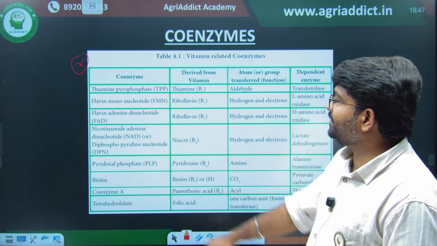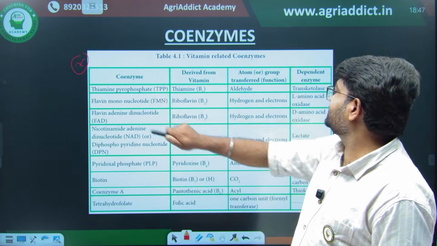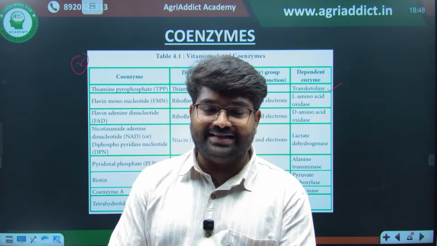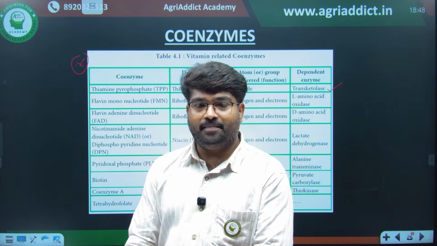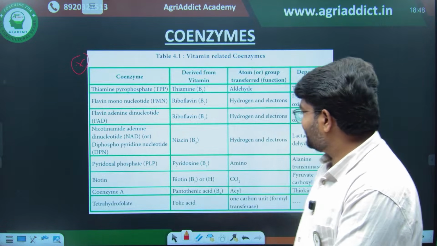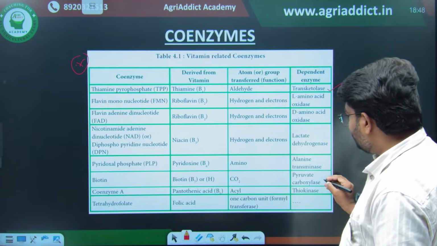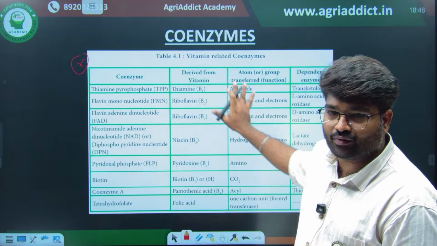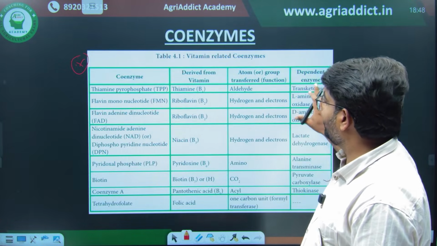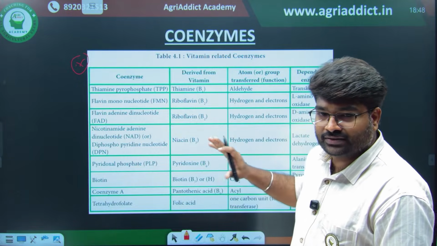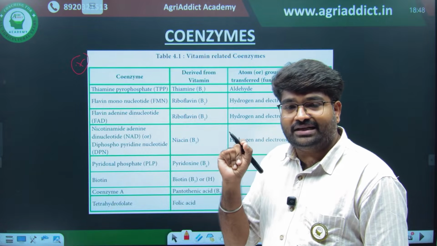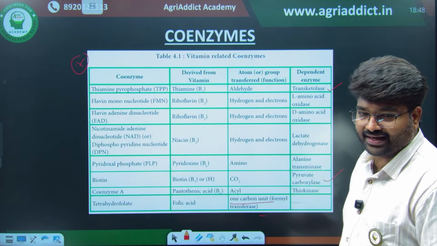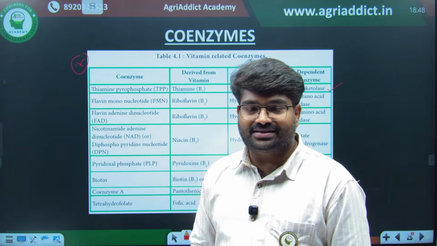For example, thiamine pyrophosphate will act as a coenzyme for the transketolase enzyme. So the transketolase enzyme requires thiamine pyrophosphate as a cofactor. Then the most repeated question is that biotin will act as a cofactor for carboxylase reactions. I have just given here the different coenzymes for different enzyme-dependent reactions. Another most important thing, tetrahydrofolate will act as a coenzyme for one carbon unit transfer reactions. These three are very, very important.